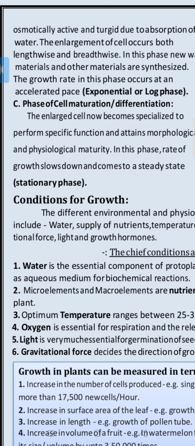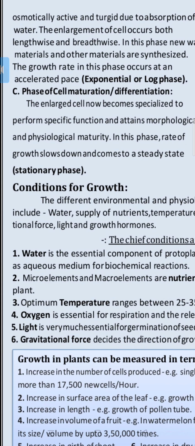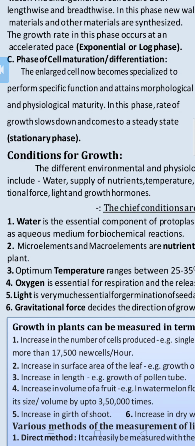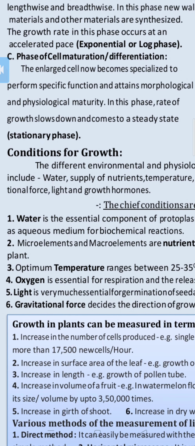Okay, the next phase is phase of cell maturation, that is differentiation. In this process, the cells which are divided get matured for performing the specific functions. The enlarged cell now becomes specialized to perform specific function and attains morphological and physiological maturity. See, in this phase, the cells get maturated for performing various functions.